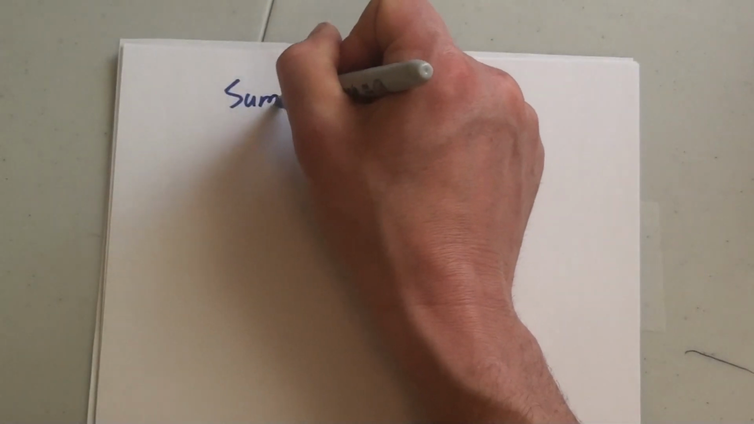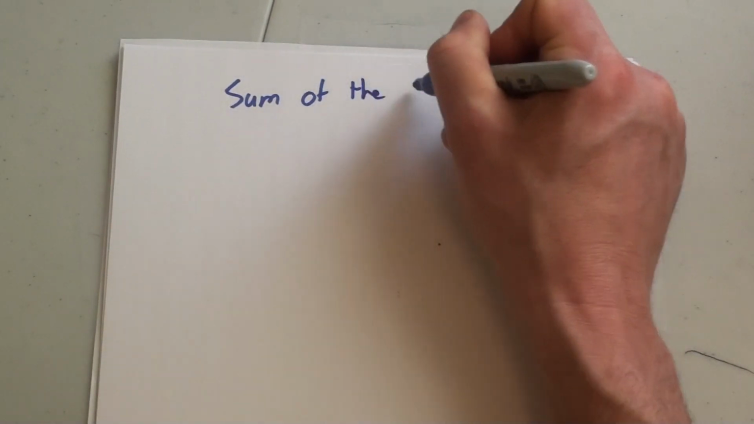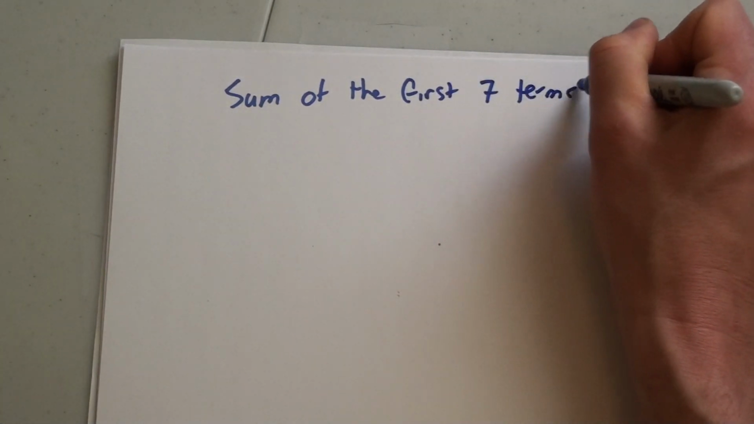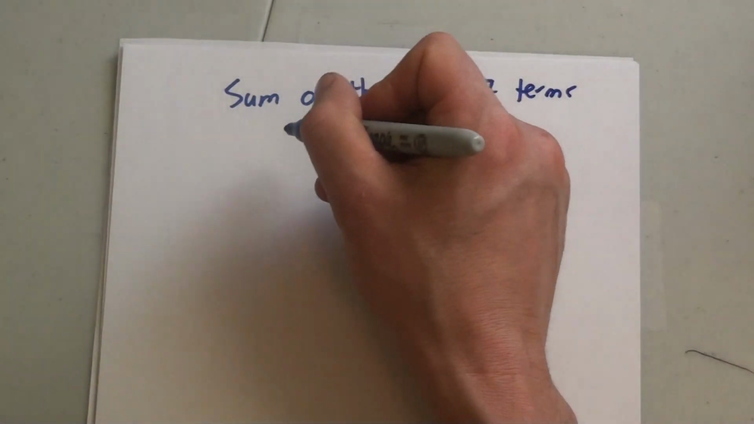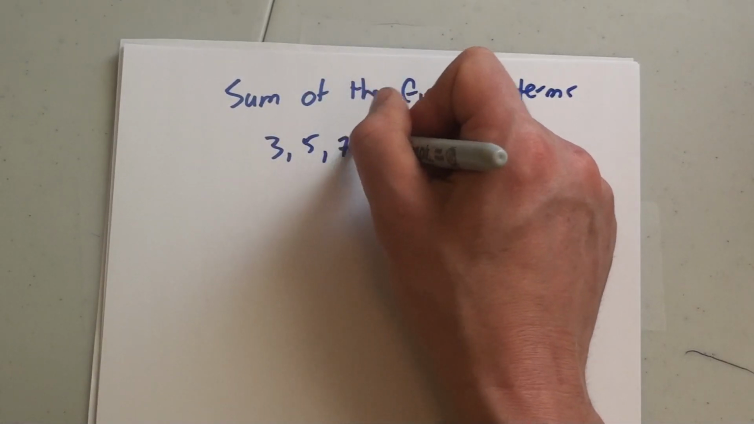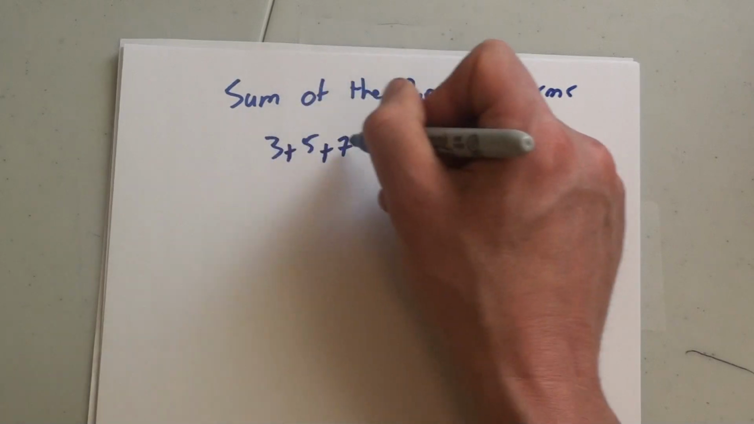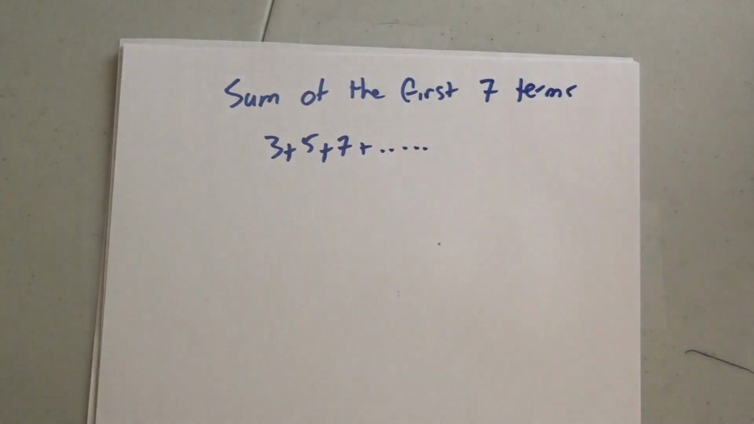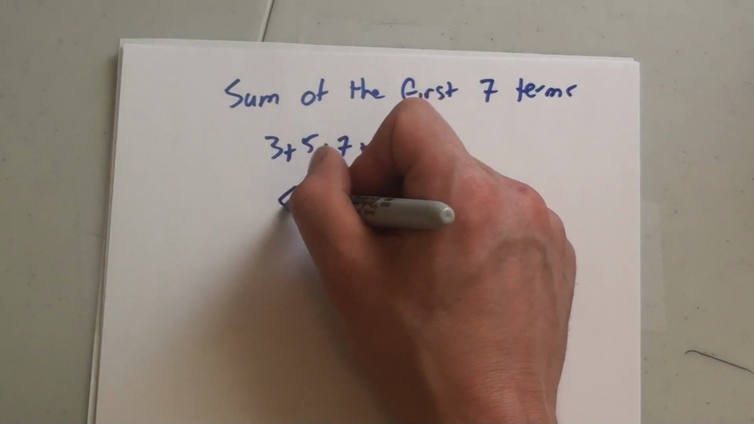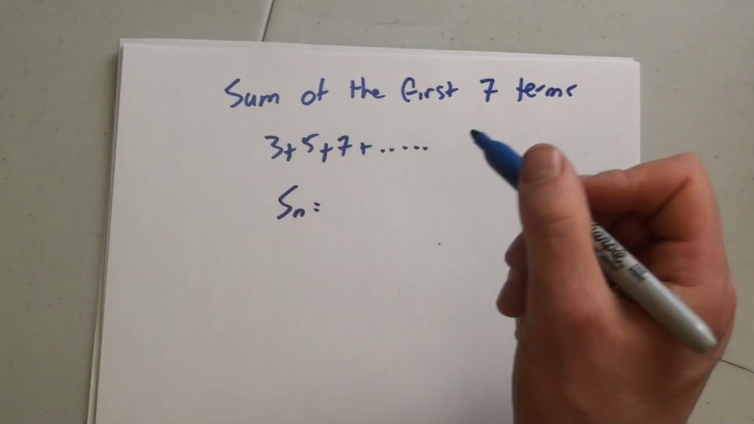First question will be, find the sum of the first 7 terms. Let's take an arithmetic one. Let's go 3, 5, 7, dot, dot, dot. I want to add these up, and let's go to the first 7 terms. So I'm going to use Sn because I want to find the sum.